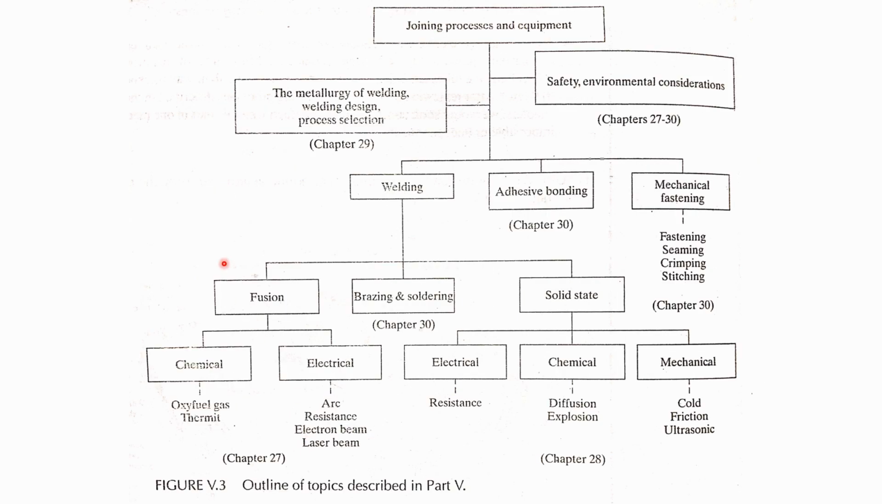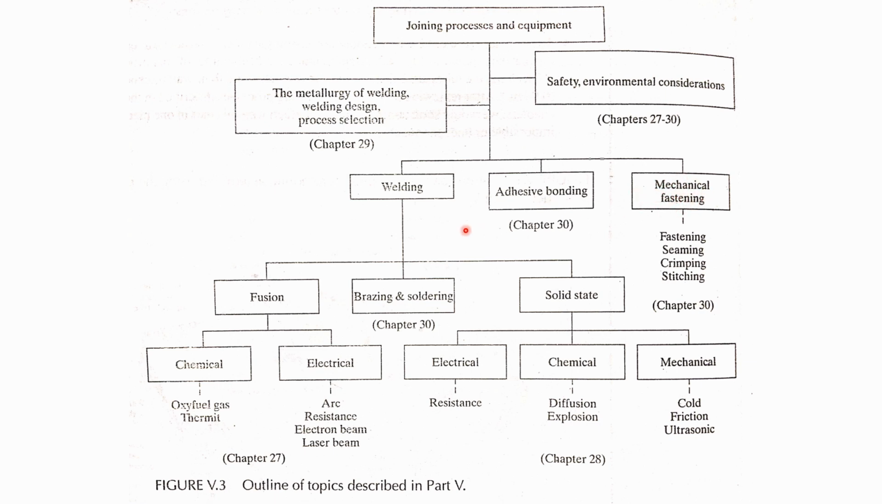So this is the outline of the joining processes. It's a very interesting diagram, right? You can see the joining processes and equipment. Under joining processes come three of them: welding, adhesive bonding, and mechanical fastening. These are the three classifications of joining process. As designers, you will be required to design welds, joints, and mechanical fastenings.